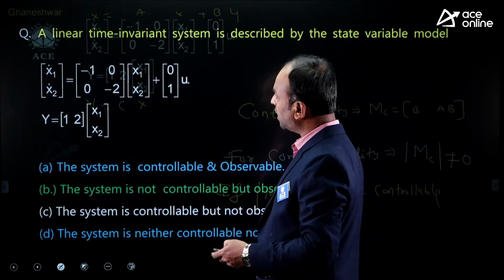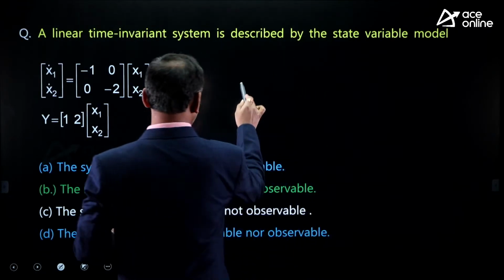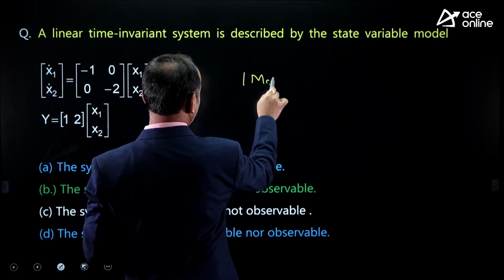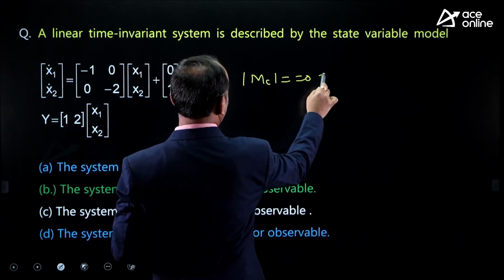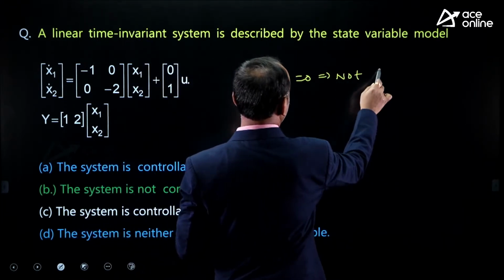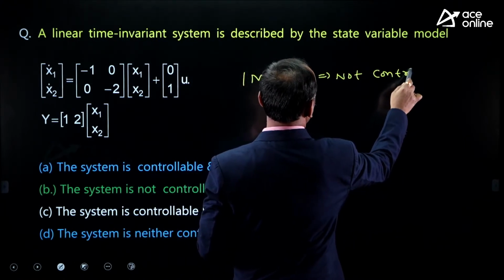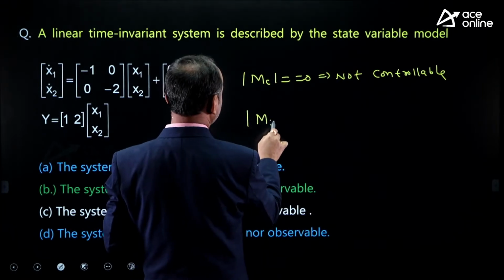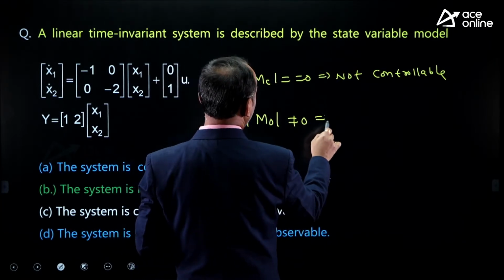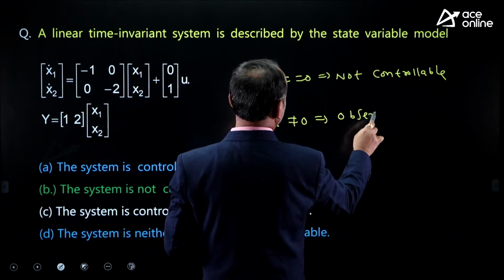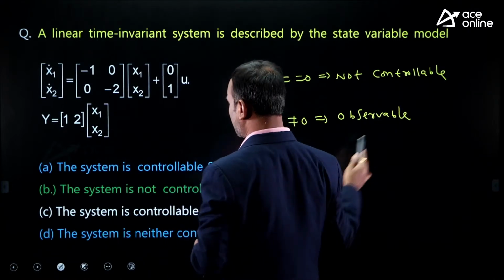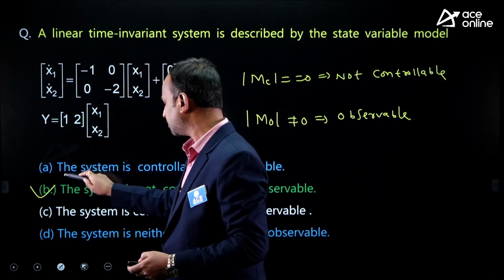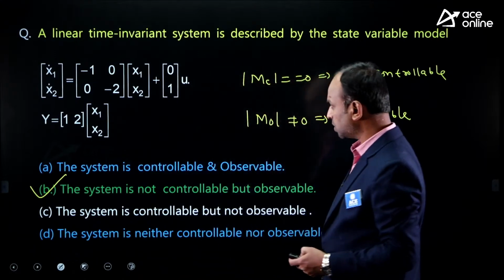So for this question, what we can understand is, if you find the determinant of Mc, it is 0, so the system is not controllable. You can find this out mathematically. But if you solve for the determinant of Mo, observability, it is not equal to 0, so it is completely observable. So the best suitable answer here is that the system is not controllable but observable.